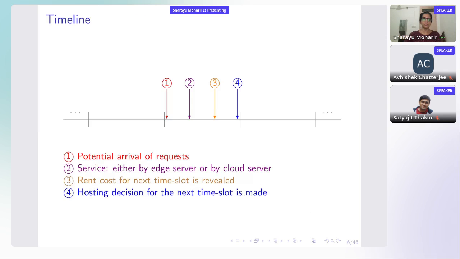To make things more concrete, the following sequence of events occur in each time slot. We first have request arrivals. The requests are then served either at the edge or at the cloud. Following this, the rent cost for the next time slot is revealed by the third-party edge service provider. And finally, the system makes a hosting decision for the next time slot. This hosting decision could be to fetch the service, to evict the service if it's already hosted, or to make no change to the hosting status.